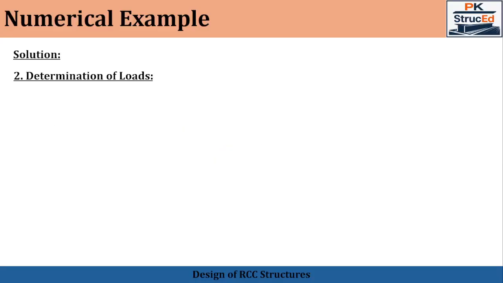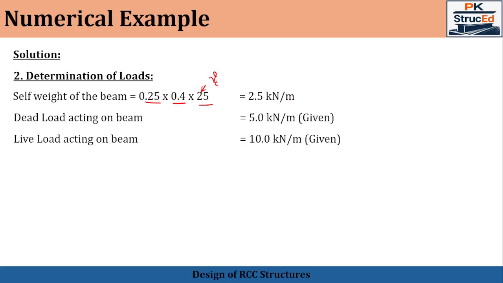The next step is finding out the loads. As always, the loads start with its own weight, the self weight. Here, the section details are 250 mm by 400 mm. Therefore, 0.25 into 0.4 into 25, which is the unit weight of RCC. We get the self weight of the beam as 2.5 kilonewton per meter. Then the dead load as well as the live load acting on the beam are given in the problem with values of 10 and 5 kilonewton per meter respectively.